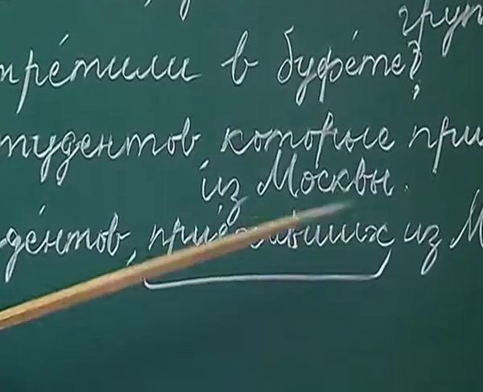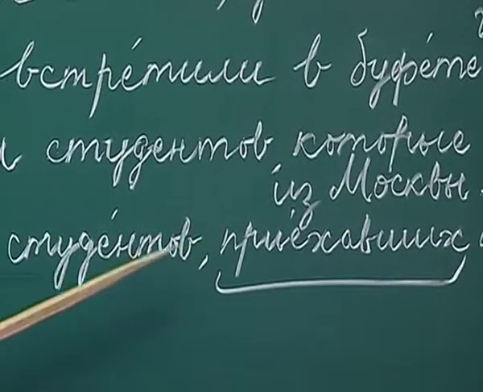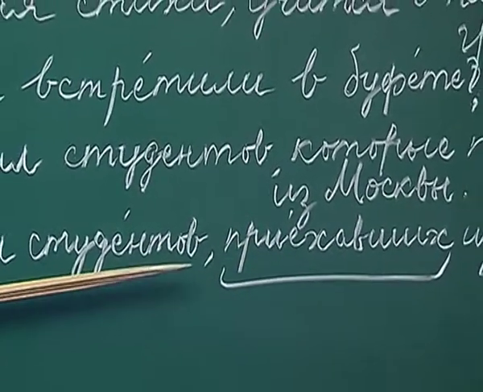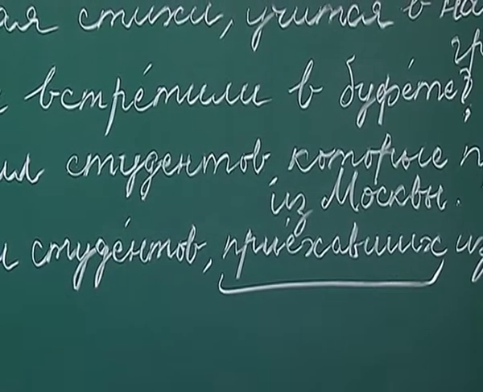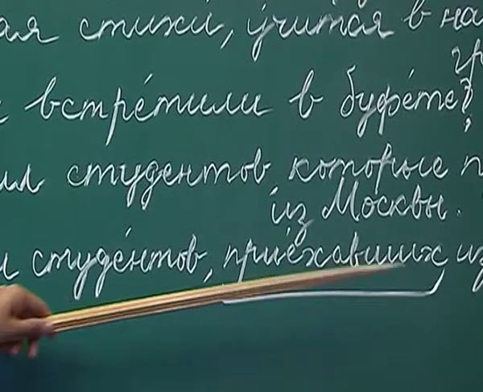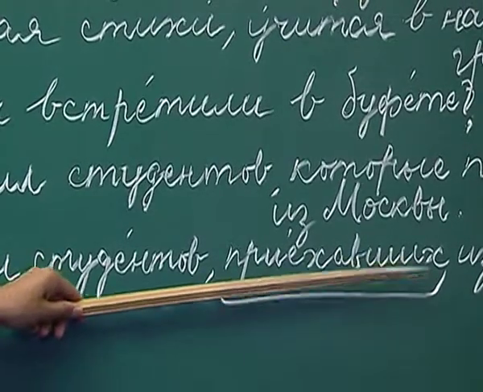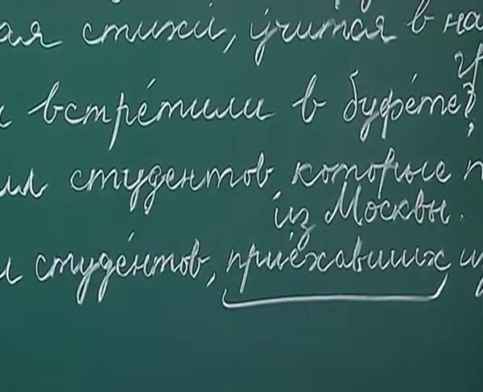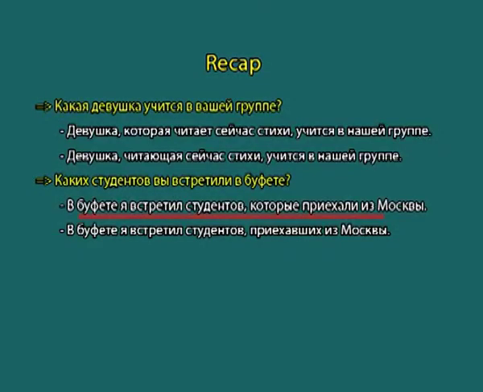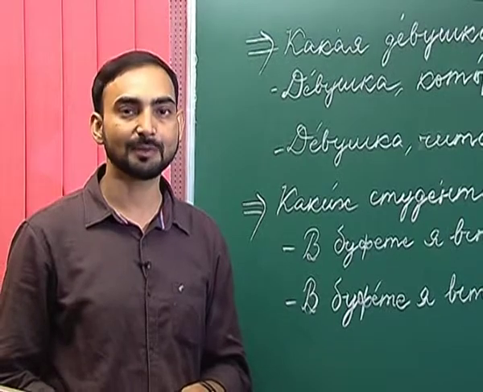And the gender, number and case will depend on the noun it qualifies. So, here the noun which it qualifies is студентов, which is in the accusative case, plural number. So, the form of приехавших will be in the plural number and accusative case. So, this was about the active participle.